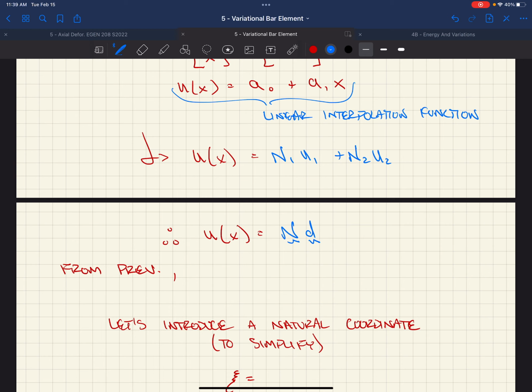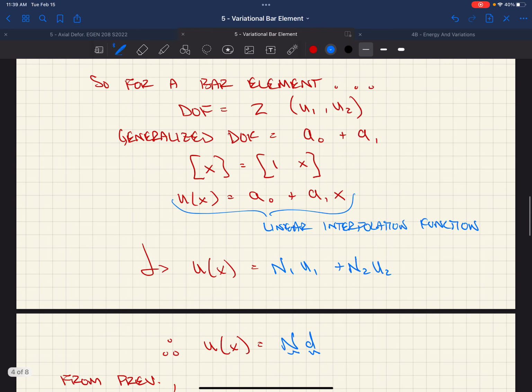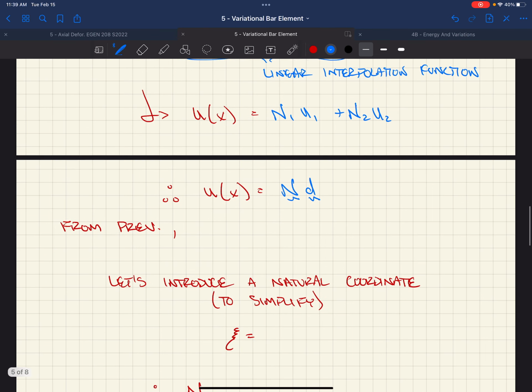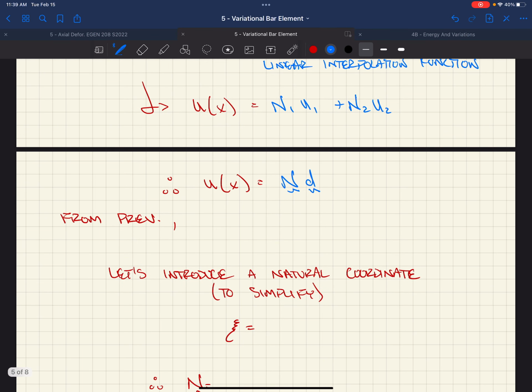So from the previous bar element, when we solved that, x times the inverse of big A, where big A was our x matrices, this 1 and x evaluated at our nodal locations, we get our shape functions for a linear bar element: 1 minus x over L and x over L.